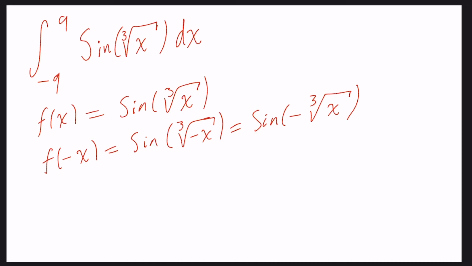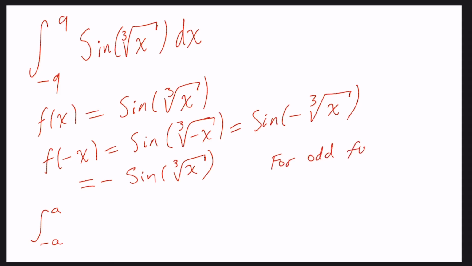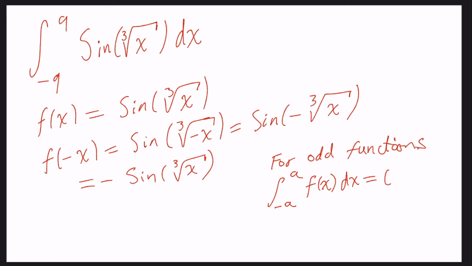We know also that sine is an odd function, so this is sine of cubic root of x. And it's a well-known property for odd functions: the integral from minus a to a of f(x) dx, where f is defined in the interval from minus a to a, is equal to 0.